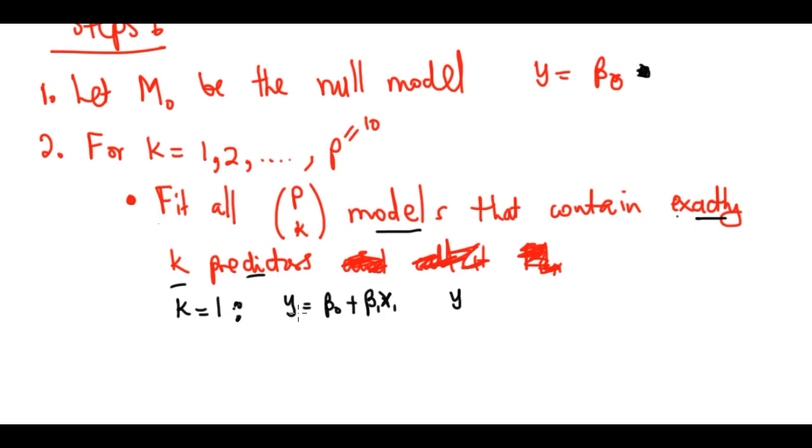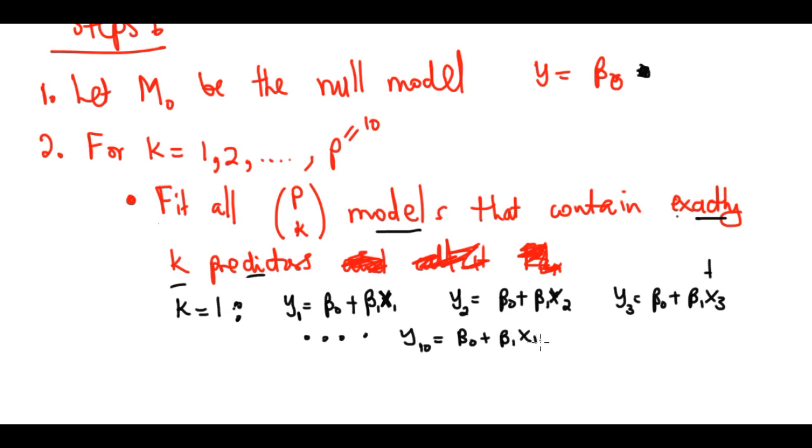This is going to be the first model. For the second model, we say beta naught plus beta 1, but instead of having x1 as the predictor, we have x2 as the single predictor. Or we can come up with another model, beta naught plus beta 1 x3. We use x3 instead. So we can come up with 10 models that have one predictor, where k is equal to 1, up to beta naught plus beta 1 times x10.